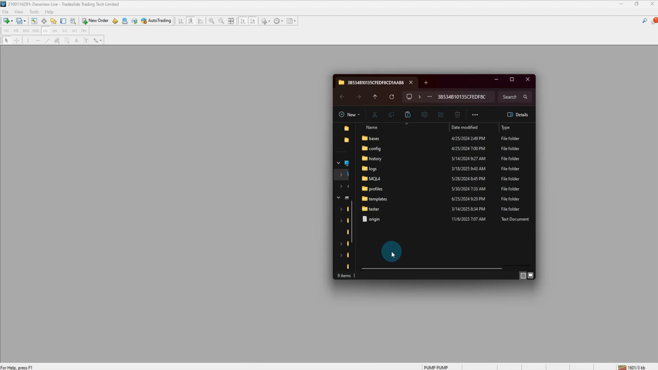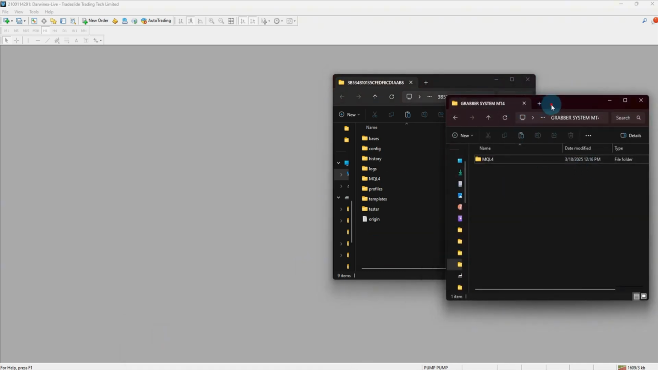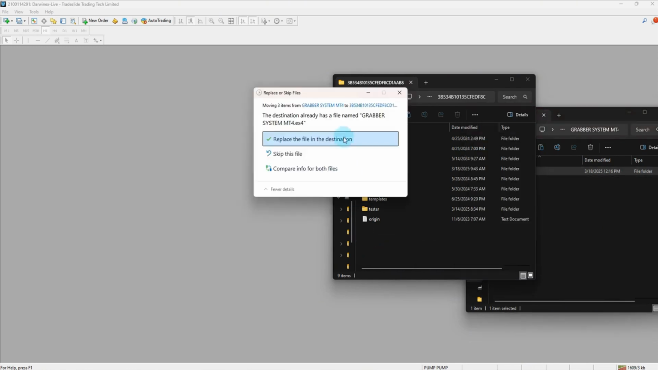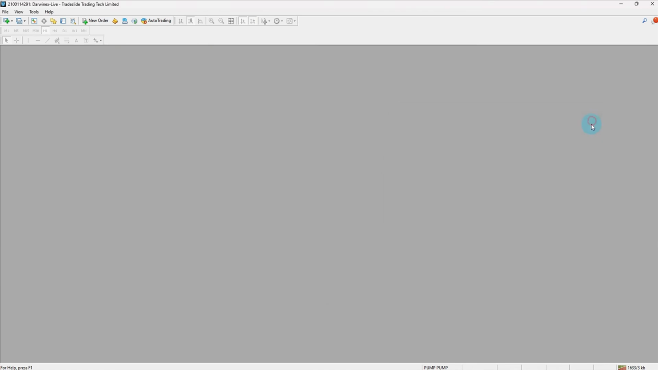So, after purchasing the indicator, you received an archive from me. Inside the archive, there is also an MQL4 folder. Look here, there's MQL4 in the root directory and I have MQL4 in the archive. And we simply drag this folder into the MetaTrader 4 root directory on your PC. Copy it here. So it will just merge with this folder. After that, close these folders.